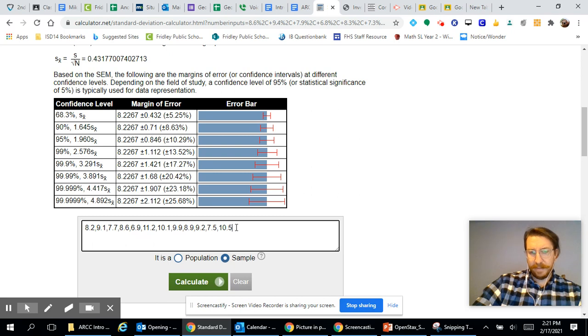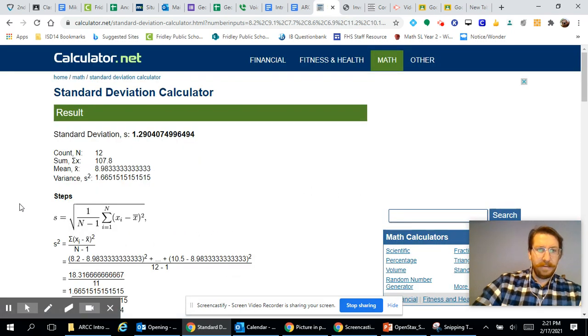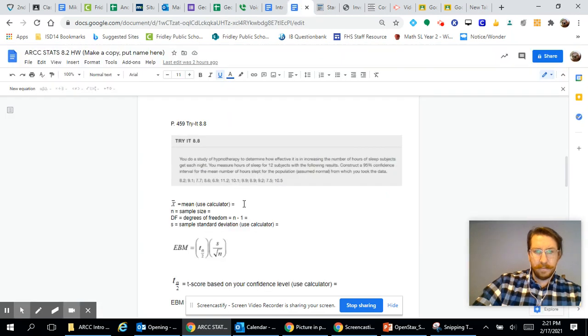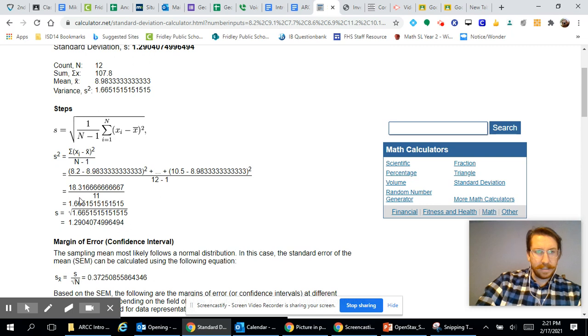This is a sample from a larger population, and we calculate. We have 12 pieces of data. Here's the average, 8.98. Sample size was what, 12? Degrees of freedom is 12 minus 1, always minus 1, so 11. And the sample standard deviation is calculated for us here. That's this S, 1.29.